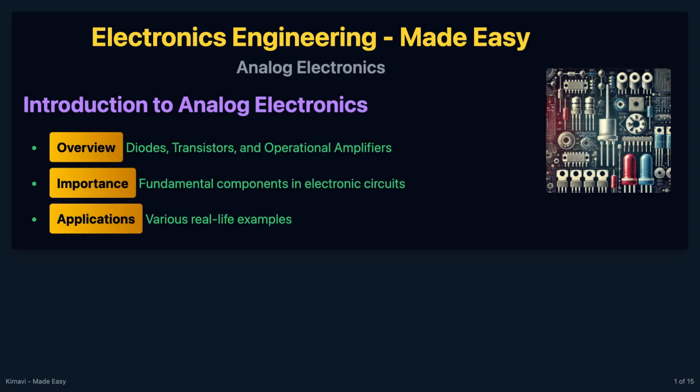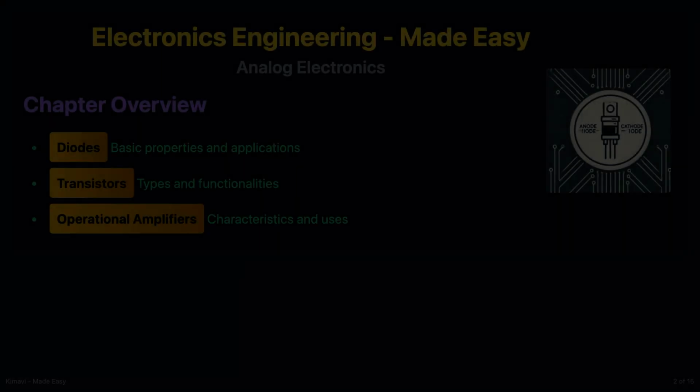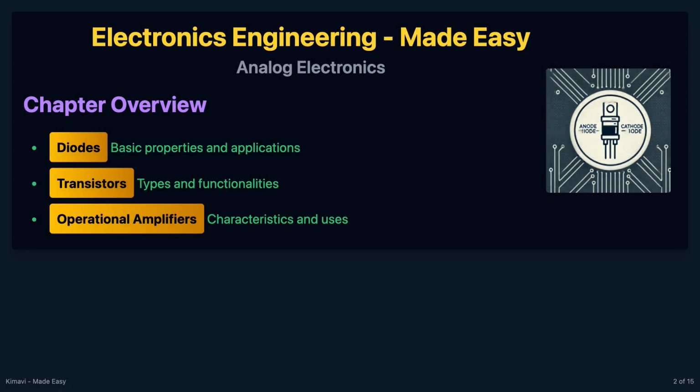Welcome to the chapter on analog electronics. In this chapter, we will cover the basic components of analog electronics: diodes, transistors, and operational amplifiers.